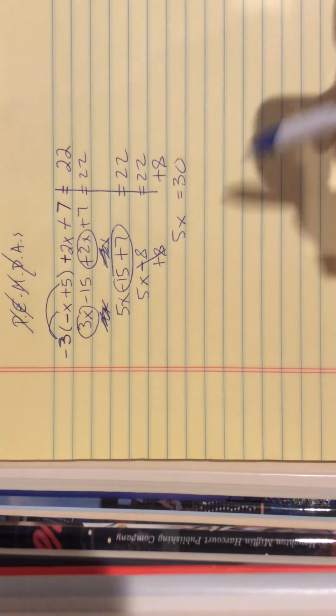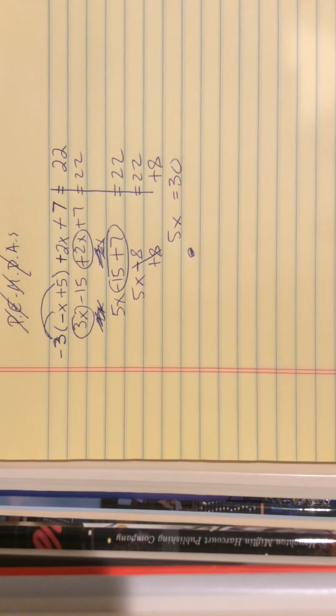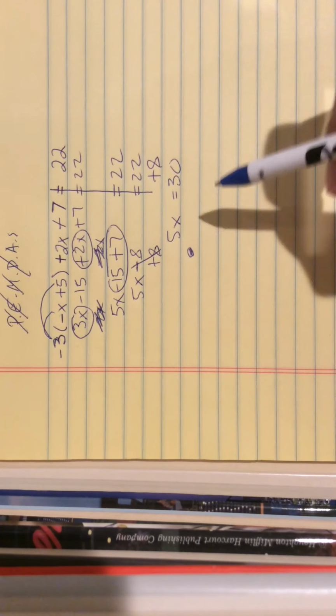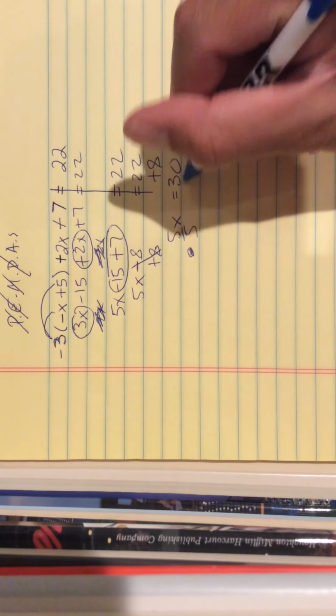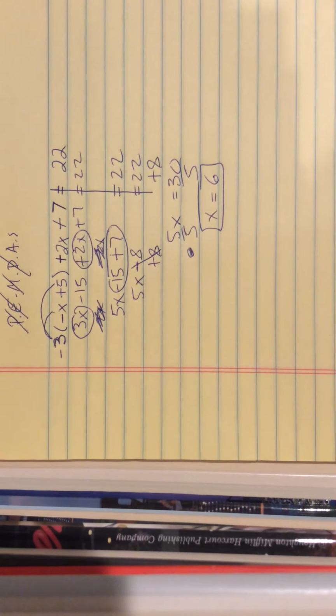Okay, last step from here to get x by itself. How would you move the 5 across? Think about it for a sec. The answer is you'd move the 5 across by dividing. Dividing both sides by 5, and you get x equals 6. This is my final answer.